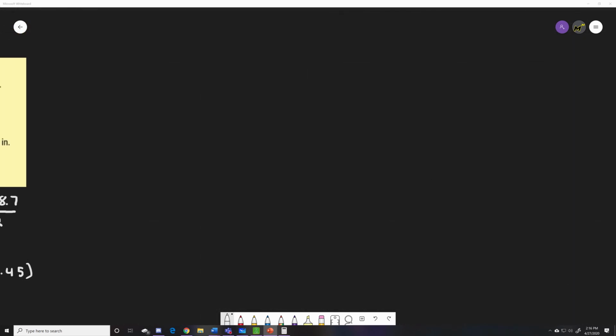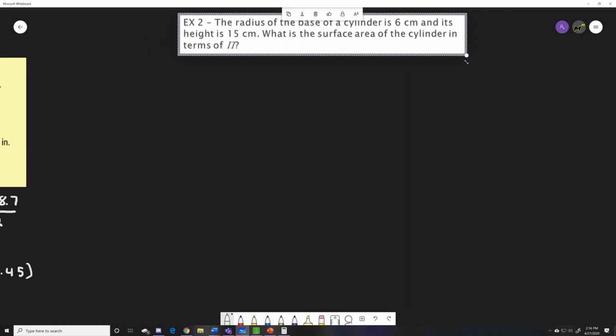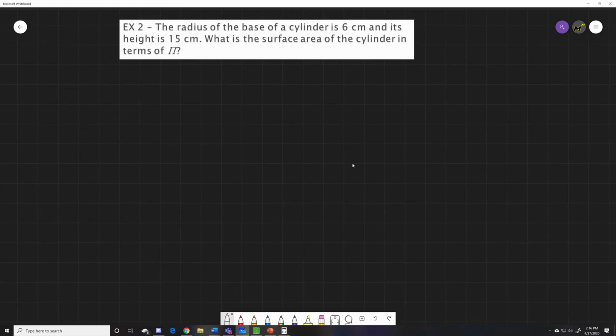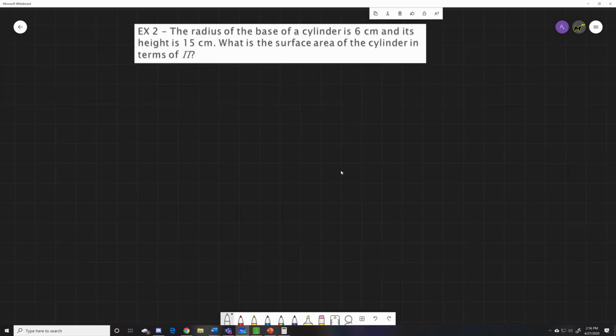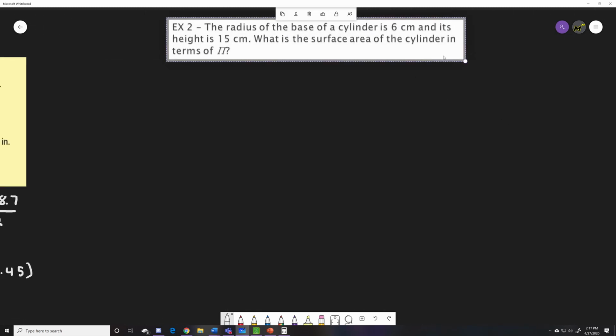So let's say we had the radius of the base of a cylinder is 6 centimeters and its height is 15. What is the surface area of the cylinder in terms of pi? Okay.